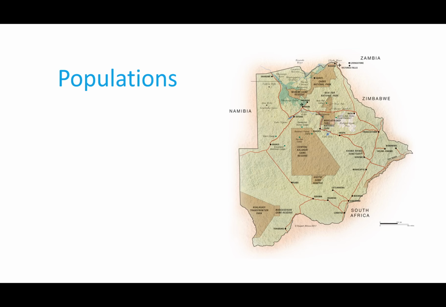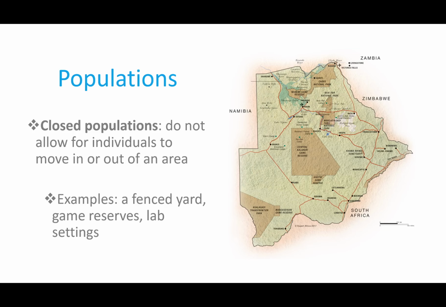The other type of population is a closed population. These closed populations do not allow for individuals to move in or out of an area. An example might be a fenced yard, game reserves, or lab settings. The map here is of game reserves in Africa. You can see them highlighted in brown.